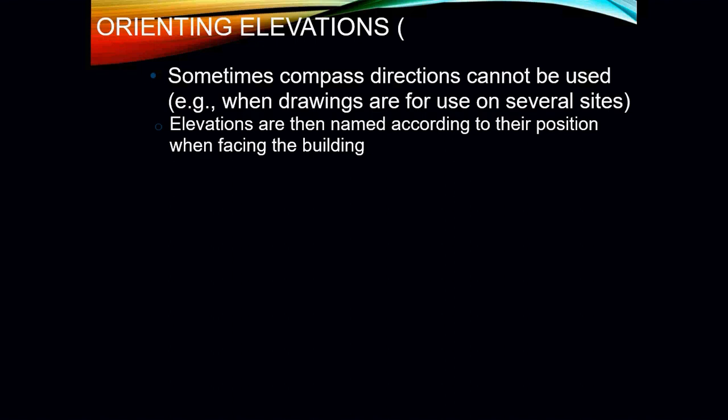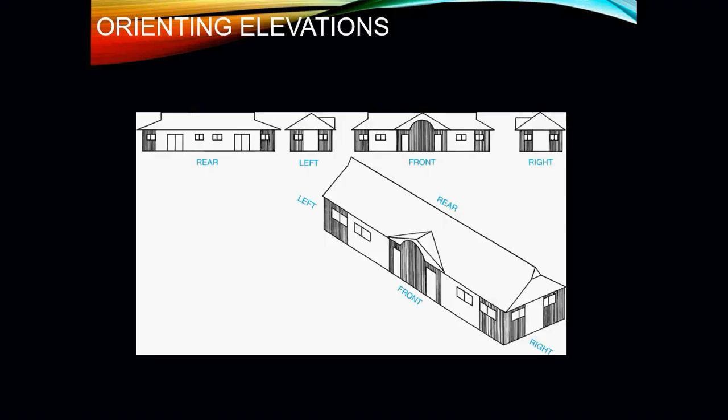Sometimes compass directions cannot be used when they're dealing with a lot of these. When drawings are for use on several sites, elevations are then named according to their position when facing the actual building. So for example, we may not necessarily use north, south, east, west. You may just use front, back, right, left, to orientate yourself, especially if you have a bunch of buildings that are going to look the same. They may not necessarily always face in the same direction, so they use front, rear, left, right, whatever.